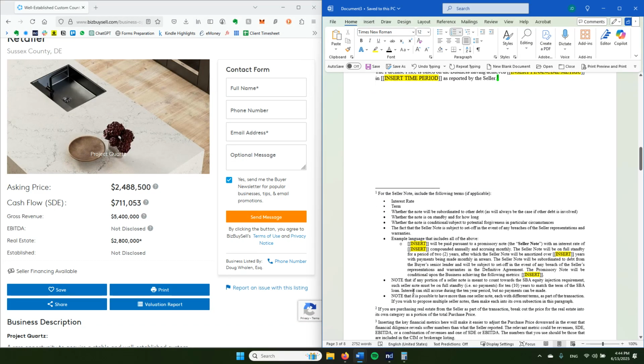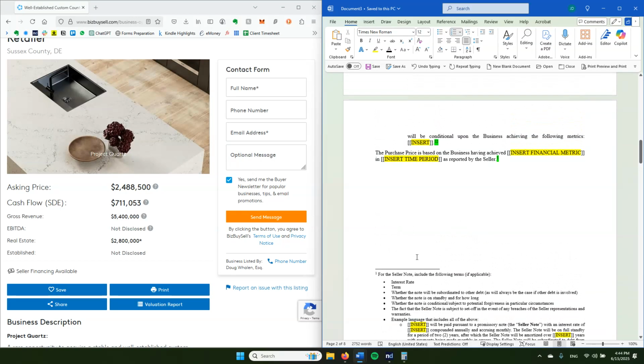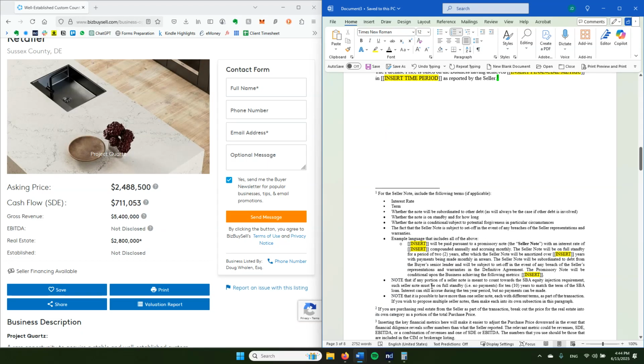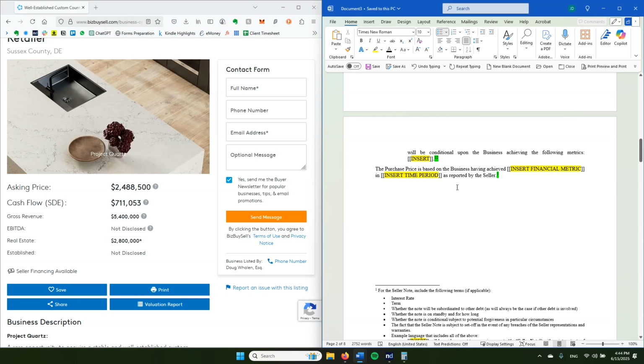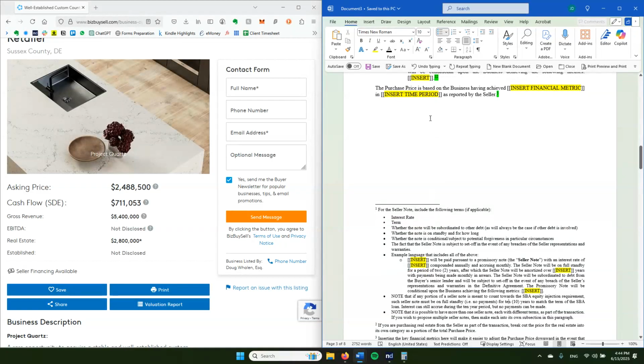And let's come down here. So I'm writing this as if I will not need the seller note to count towards the equity injection. If I did, then the seller note would have to be on full standby for 10 years. That would make this a much less competitive offer, and I'm already offering less than the asking price, so I'm going to be generous on the note.